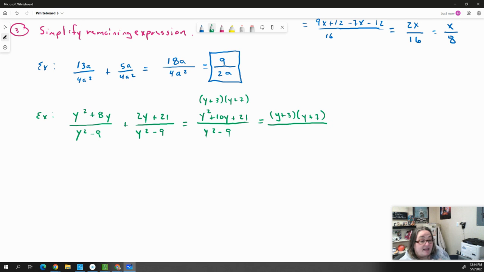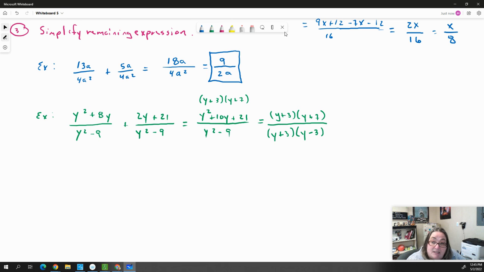This down here, I recognize as a difference of squares. Anytime I have a perfect square minus another perfect square, we can always multiply them by their square roots, right? Y plus 3, y minus 3, right? Because the square root of y squared is y, and the square root of 9 is 3. We know that we can write them this way, as one of those special products that we dealt with before.